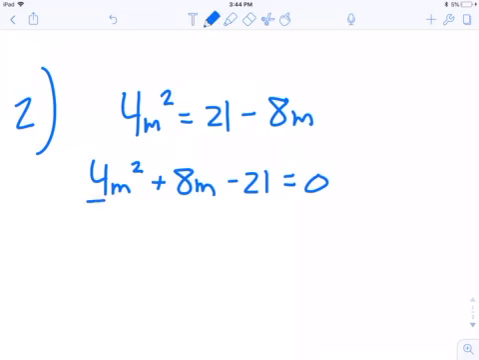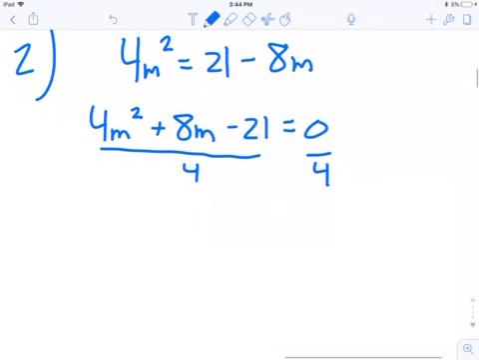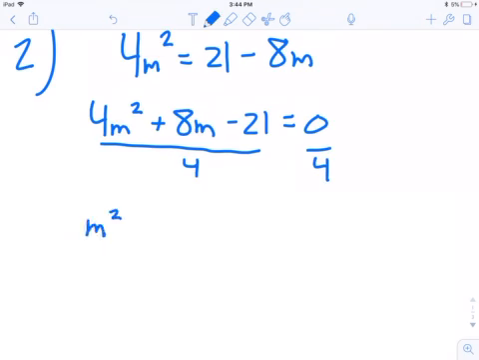To complete the square, we cannot have a leading coefficient other than 1. So how do I get rid of that 4? What we can do is divide both sides by 4. So now I have m squared plus 2m minus 21 fourths equals 0.